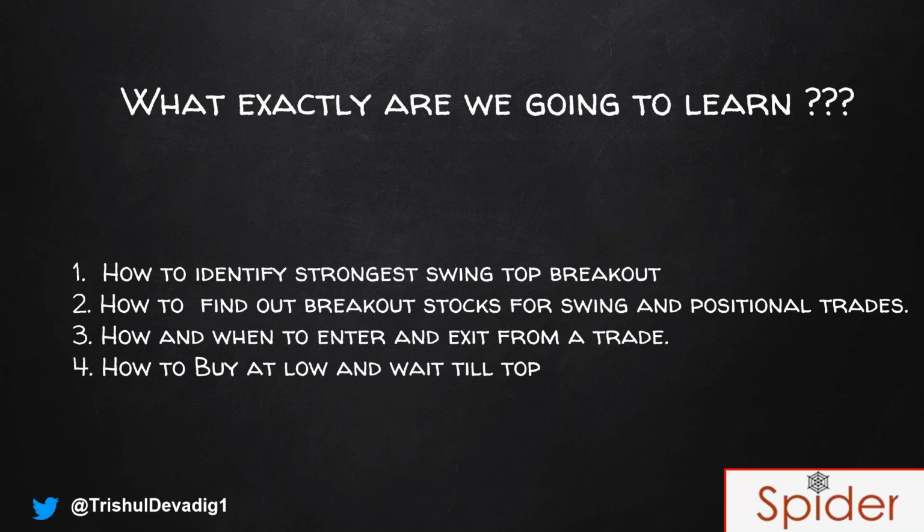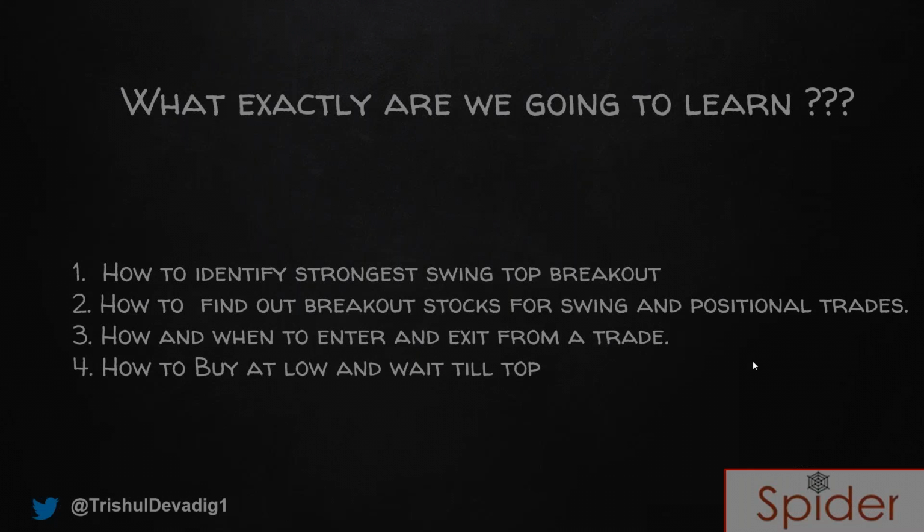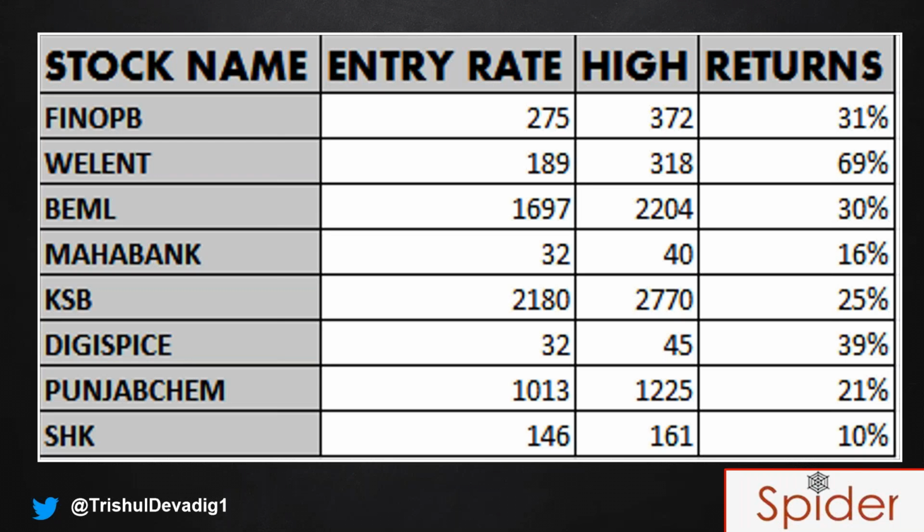I'm going to show two different scanners today. One is swing top breakout, and the other is reversal, which is how to buy at low and wait till top. So these are two different scanners that we're going to discuss today. In the next slide, you can see I have mentioned some stock names, entry rates, highs and returns. So what are all these?